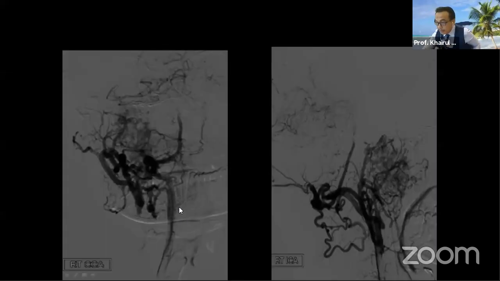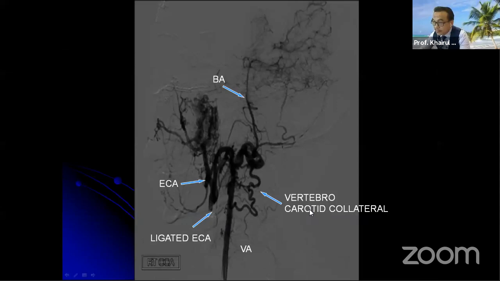This is like Prof. Kitipong, Dr. Kitipong mentioned just now. This is a ligation of the ECA, but there is a good anastomosis to the vertebral artery. These are muscular branches now. So this ECA, like the ICA, because it reaches by anastomosis, you can see that the occipital muscular branch communicates. This is very nice, showing us how important the anastomosis is in the treatment.